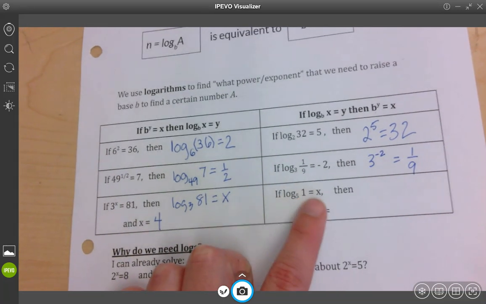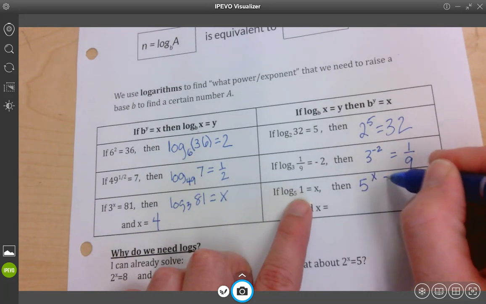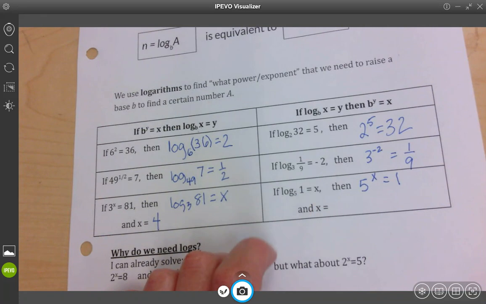Log base 5 of 1 equals x, so your base is 5. 5 to what exponent gives me 1? What's that? So I'm hearing 0, 1, and -1. So quickly talk to your partners about that. If you want to check it in Desmos, you can. 5 to what exponent gives me 1?